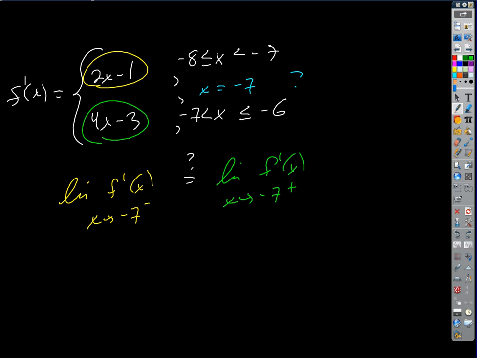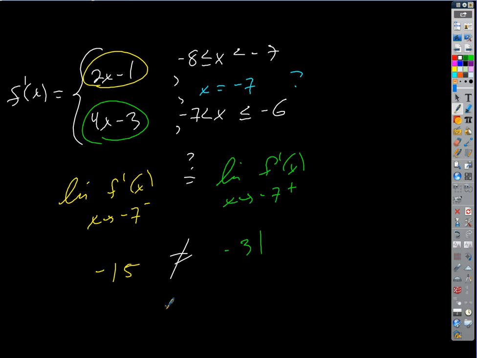What do you get? Negative 15? Sure. If I evaluate this limit as x approaches negative 7, I get negative 15. How about over here? If I evaluate the other piece of the function, if I evaluate this derivative as x approaches negative 7 from the right, I'm going to get, what, negative 28 minus 3, so negative 31. Those are not equal, right?